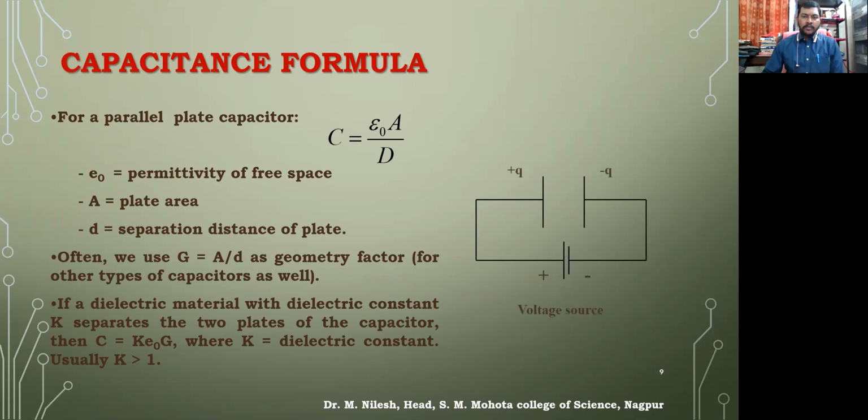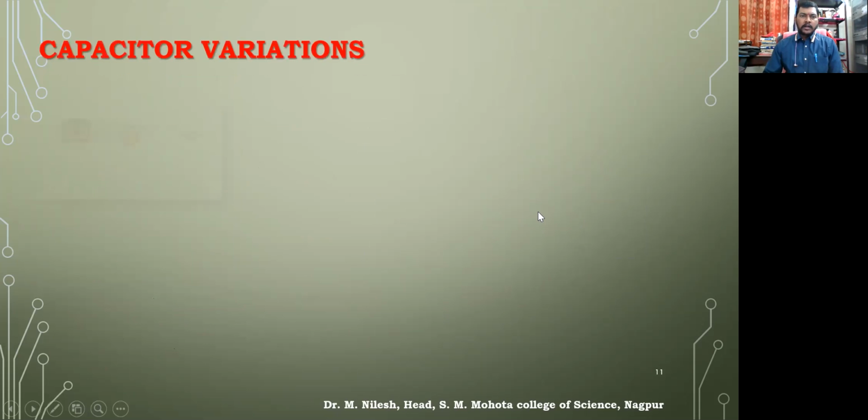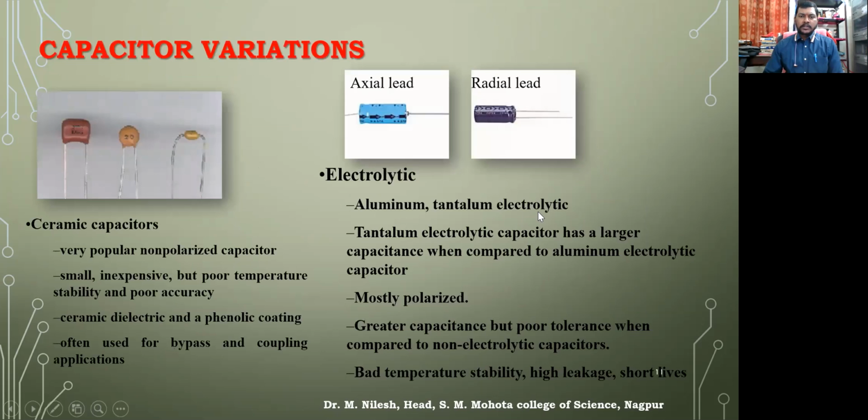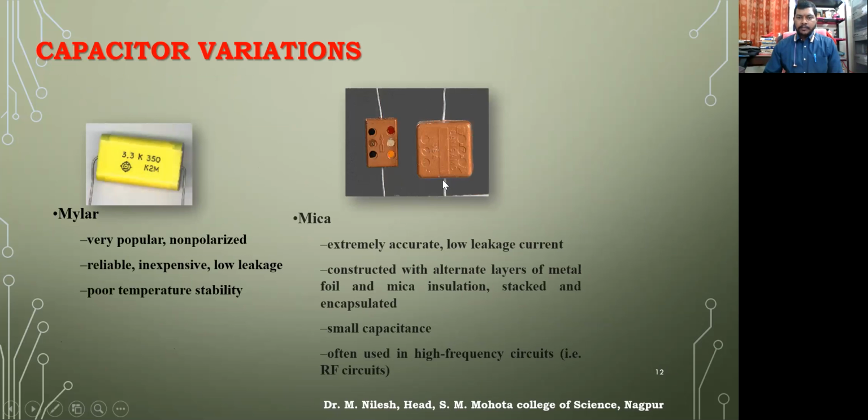So this was the formula that we have studied, and this is the basic symbol diagram of the capacitor. Then these are some of the symbols. This is fixed capacitor, polarized capacitor, variable capacitor. And these are some of the types of capacitors that we use: ceramic capacitor, electrolytic capacitor, and then we have Mylar capacitor, mica capacitors accordingly. So we have all sorts of capacitors.